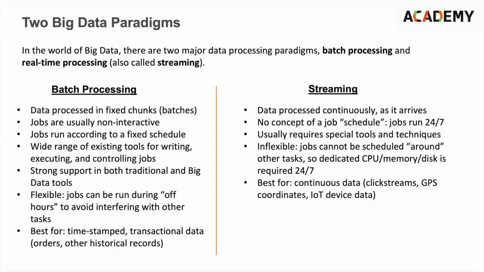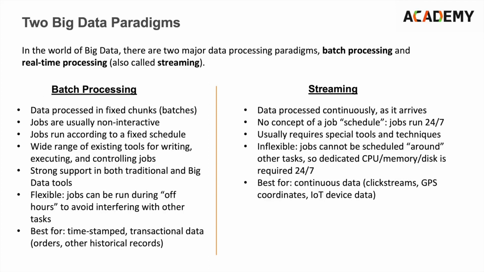With batch processing, data is processed in fixed size chunks called batches. This is where the name batch processing comes from. The jobs are usually non-interactive and they run according to a fixed schedule. There are a wide range of tools available to execute, write, and control these batch jobs. It's a mature ecosystem, and there's strong support with both traditional data processing tools for this kind of batch processing work, as well as with newer big data tools like Hadoop.